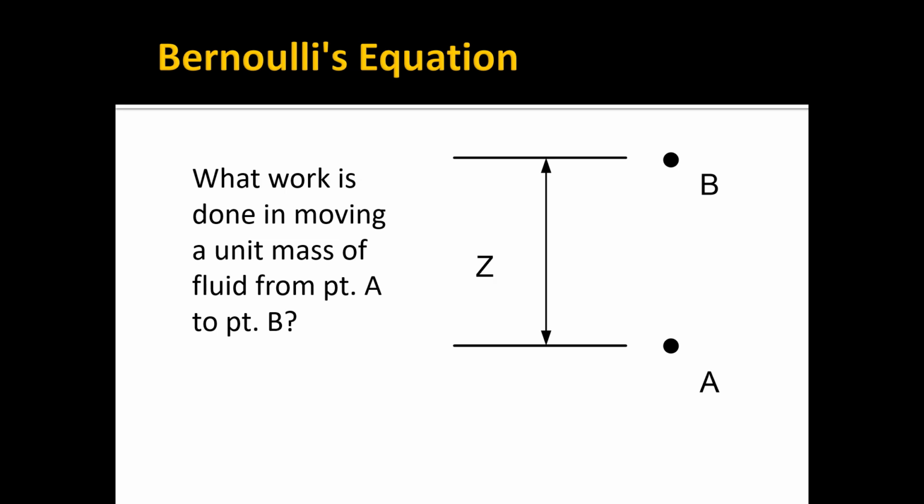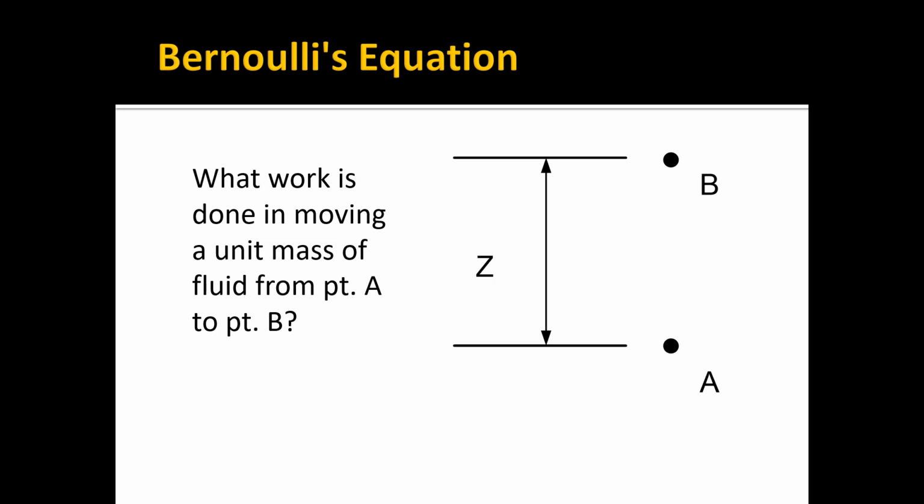So in this case, z denotes the distance vertically between point A and point B. And the question is, what work is done in moving a unit mass of fluid from point A to point B? What do we mean by a unit mass? That would be 1 kilogram of mass. In English units, 1 pound or 1 slug, I guess, depending on how you want to denote that, from point A to point B.